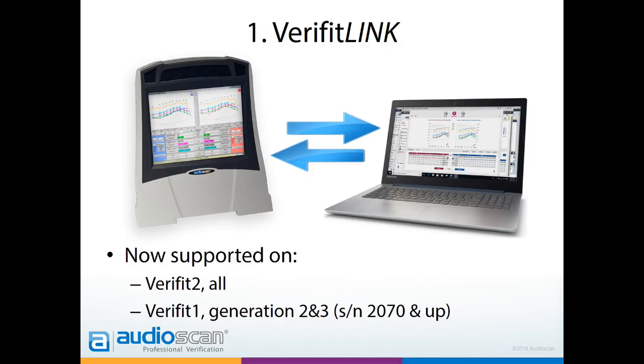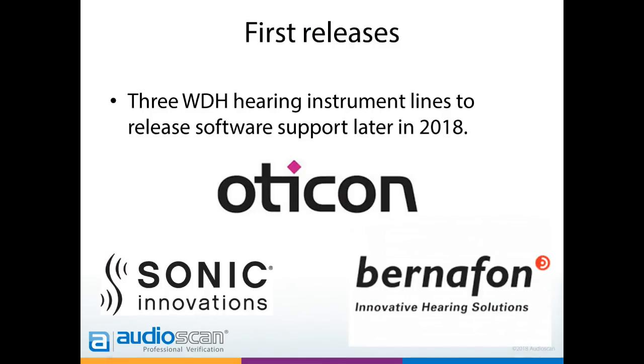As of the 2018.2 release, VerifitLINK is activated on all Verifit 2 models and Verifit 1 Generations 2 and 3, which is serial numbers 2070 and up. The first manufacturers to offer VerifitLINK automated verification are Oticon, Bernafon, and Sonic, all three with their software releases in the second half of 2018. For more information, contact your hearing instrument manufacturer rep, who will provide support and training for their software.